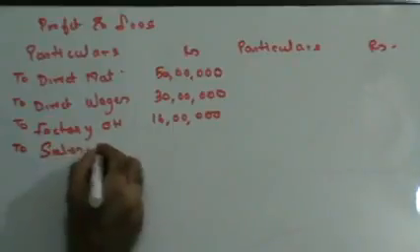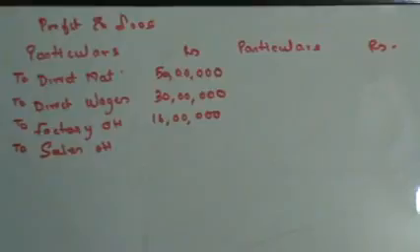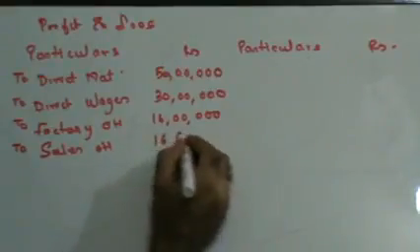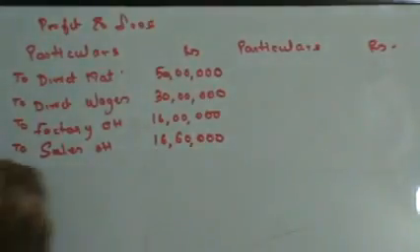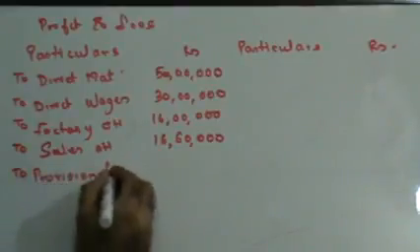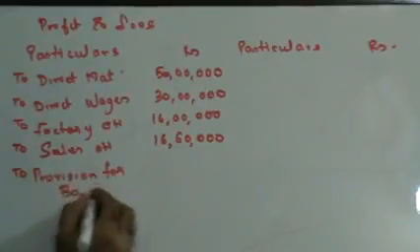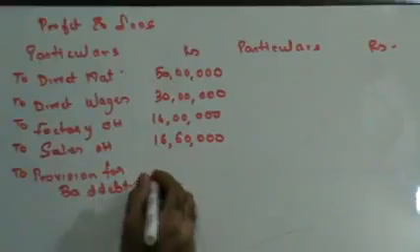Sales overheads is 7 and 9,60,000. So 16,60,000. Right? Then you have provision for bad debts. Provision for bad debts is 80,000.